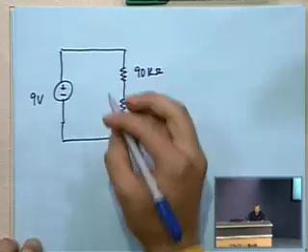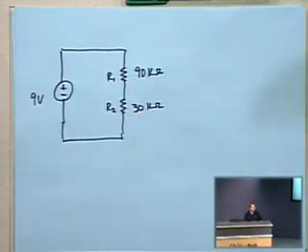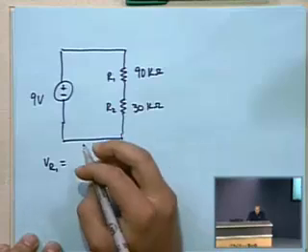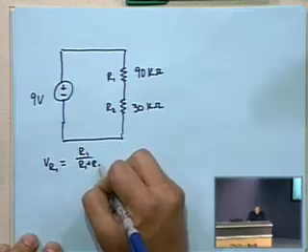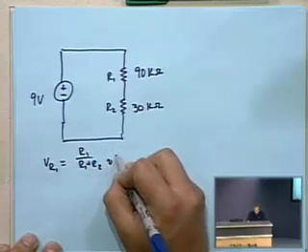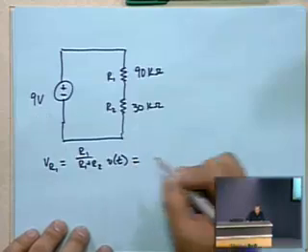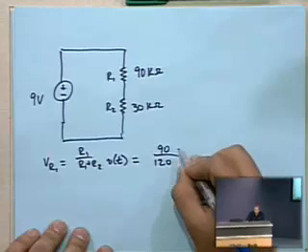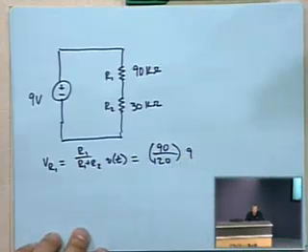Let's call this one R1 and this one R2, so that you can look back at your notes and consider the equations. The voltage across R1 is going to be given as R1 over R1 plus R2 times the source voltage. We used V of t in the original equation. In this case, that'll be the 9 volts. So let's plug in the numbers. We've got 90 kiloohms over 120 kiloohms, and we multiply that by the 9 volts.